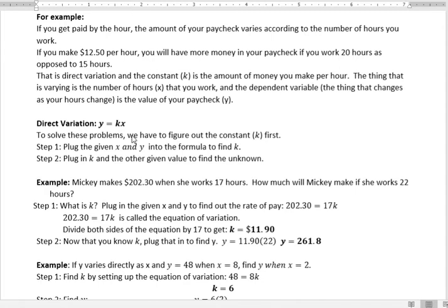And to solve those problems, you have to figure out the constant K first. And to do that, you plug in the X and Y that you're given, and you find the K. And step 2, plug in the K and the other value that you're given to find the unknown. So it's really 2 steps, and it's a very simple formula.